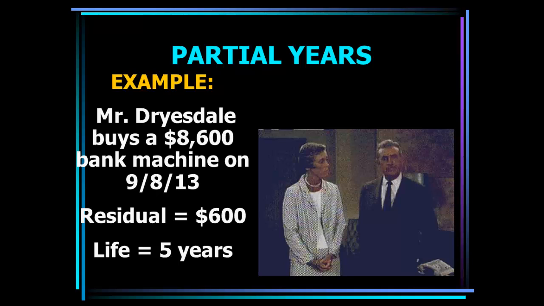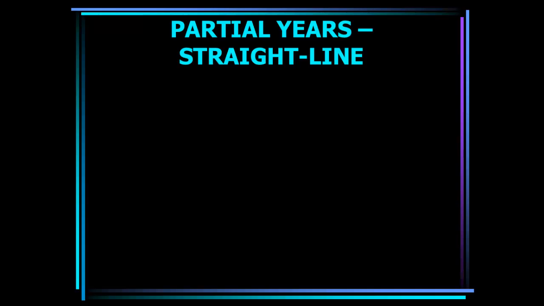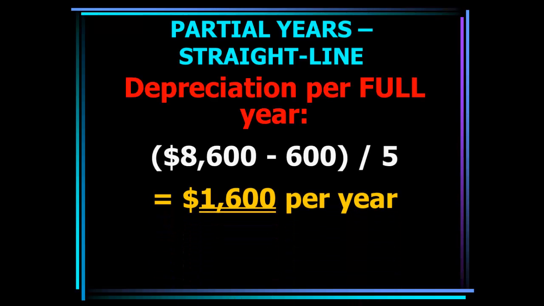Residual $600, it's going to last for 5 years. I want you to calculate for me how much depreciation would be for a full year. Forget the fact we didn't have it all year, but for a full year. We get $1,600 each year. 8,600 minus 600 divided by 5, $1,600 per year. Can I record $1,600 depreciation that first year? Why not? I didn't have it all year.